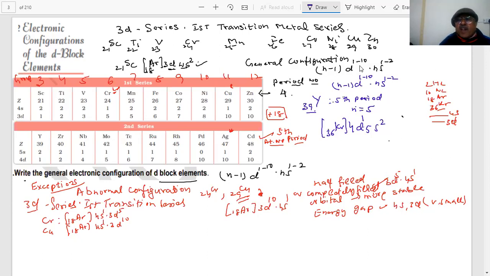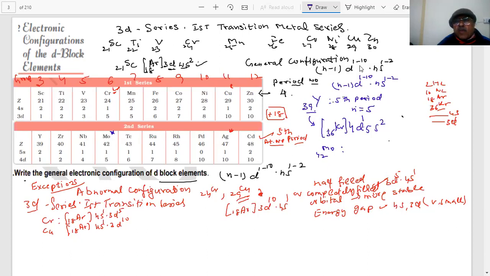Similarly, here are the exceptions. Where are the exceptions? Where half-filled or completely filled orbitals will be there. There will be an exception: chromium and copper, and here molybdenum. This becomes 4d5, 5s1. What is the atomic number of Mo? This was for yttrium. If I say Mo, write the electronic configuration of Mo, students. You are given 1 minute to answer this question. Write the electron configuration of Mo, fast.